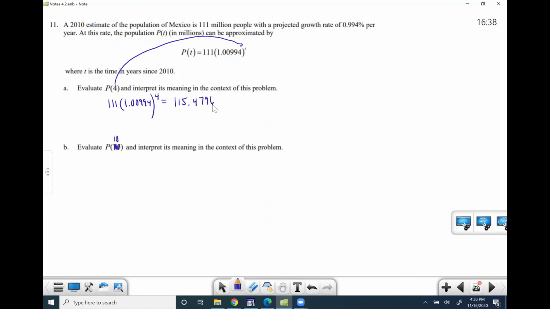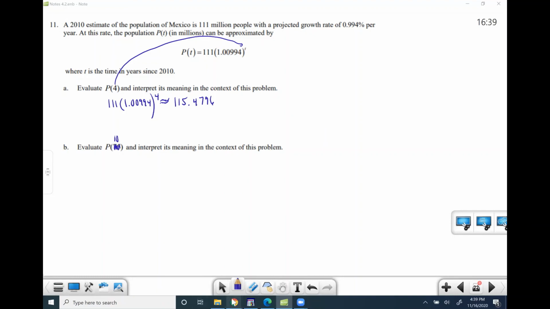Okay. I'm getting approximately that, you guys. Yeah, okay, cool. All right. So interpret the meaning in the context of this problem. All right.